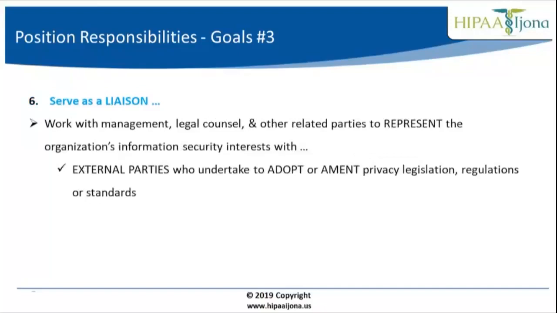You need to work with management, legal counsel, and other parties to represent your organization if anything is happening outside of your organization. An example: let's say you're a good-sized hospital, and there's a medical practice in your city that wants to go to the state legislature, and they want them to pass a rule that will help them. Okay, but it's a bad idea, and it's a bad thing for you. You may be the one to go with attorneys and whatever to be involved in that. That's a possibility that could happen.